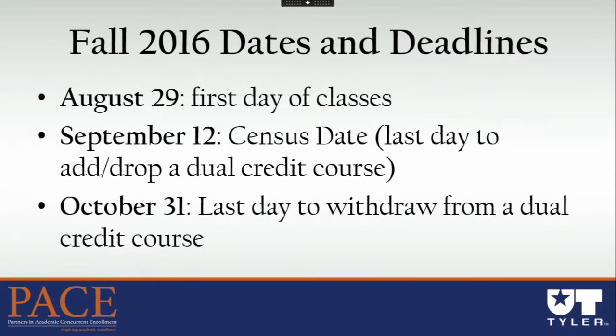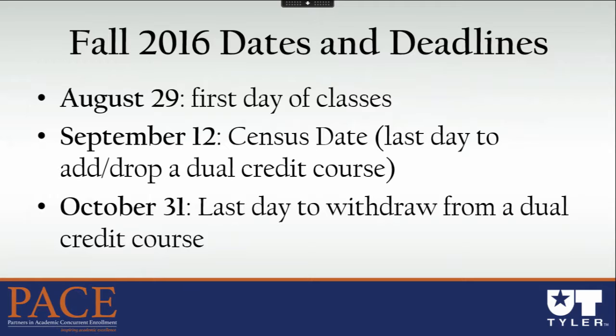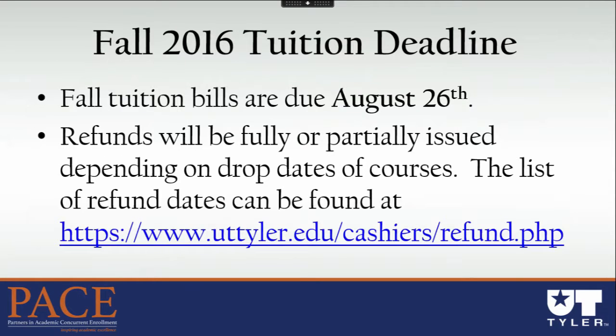It is important to make note of the following dates and deadlines each semester that you are enrolled in courses. The first day of classes, which is August 29th. The census date, which is September the 12th, and that is the last day to add or drop a dual credit course. October 31st, which is the last day to withdraw from a dual credit course. The tuition payment deadline, which is August 26th. And tuition installment plan due dates if you are paying through a payment plan.